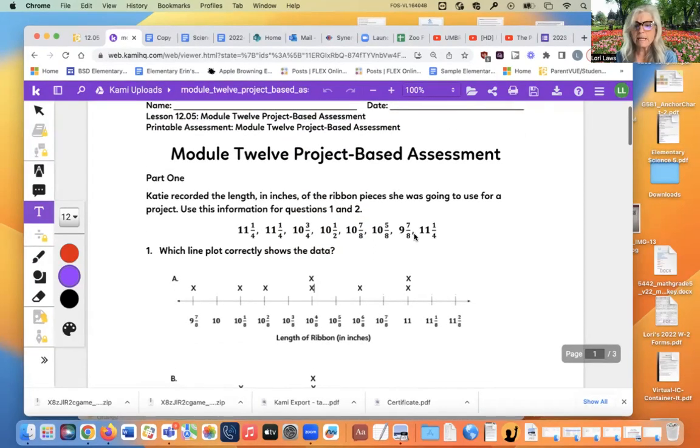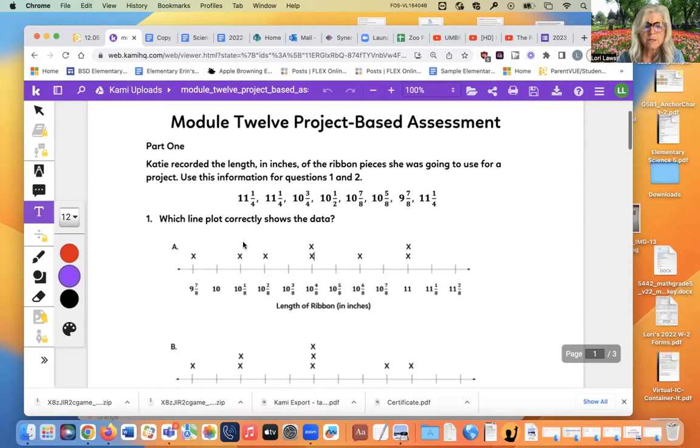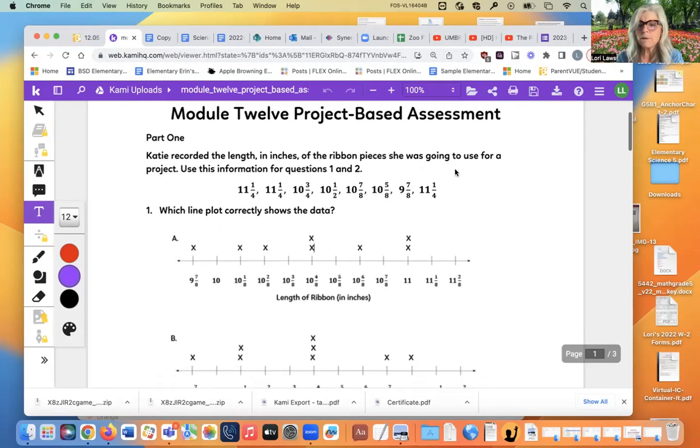Katie recorded the length in inches of the ribbon pieces she was going to use for a project. You guys need a minute to get this opened up, or are you good? Give me some feedback, folks. I can't tell what's happening in the world. Okay, I'm just going to presume that you're there with me at 1205. So open up 1205, go to the project-based assessment and open it in Kami. So Katie recorded the length in inches of the ribbon pieces she was going to use for a project. Thank you, Sasha, for the thumbs up. It's so cute. Use this information for questions 1 and 2.